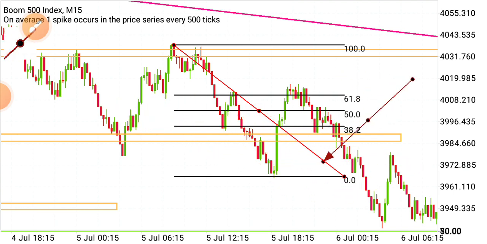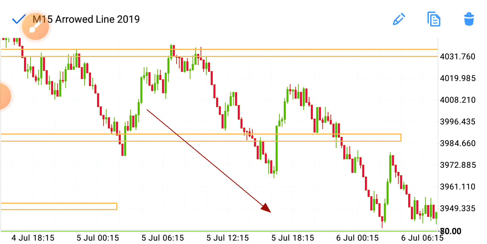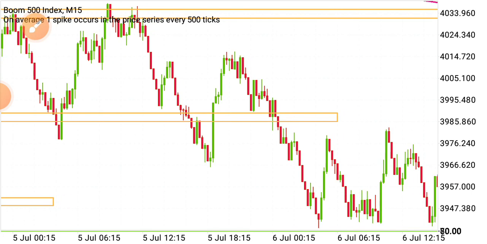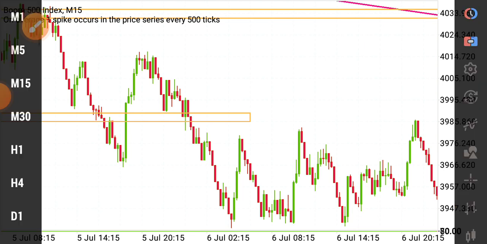You see, it sold and broke structure at this point, and still went down to here before it started reversing again. So guys, this strategy works. It works so well. You just need to practice it, and you'll be good. It will help you reduce losses in the market. All right, let's look at another one now.